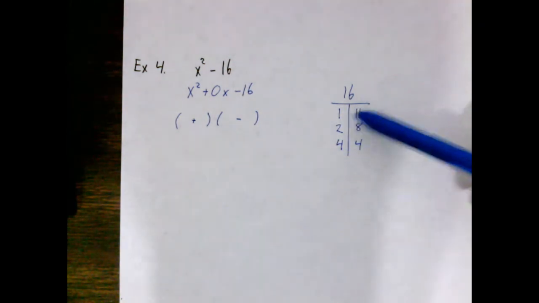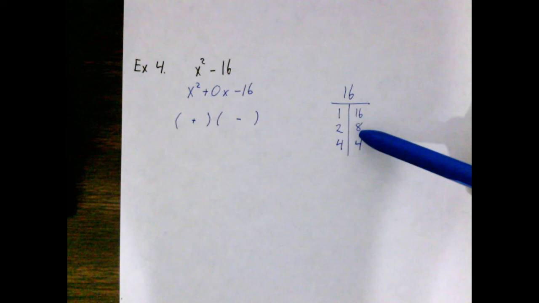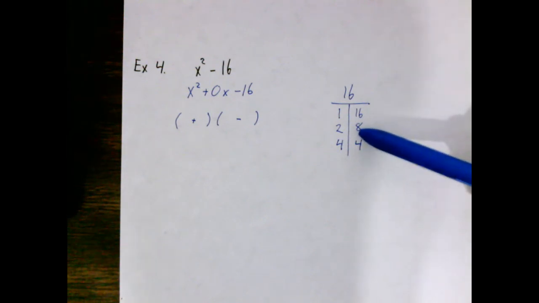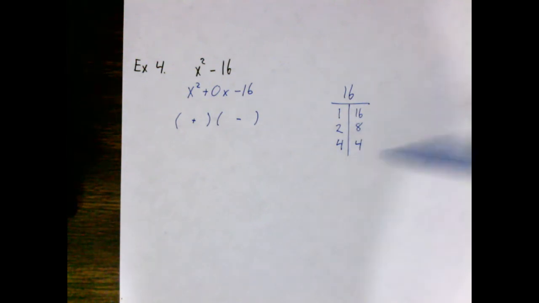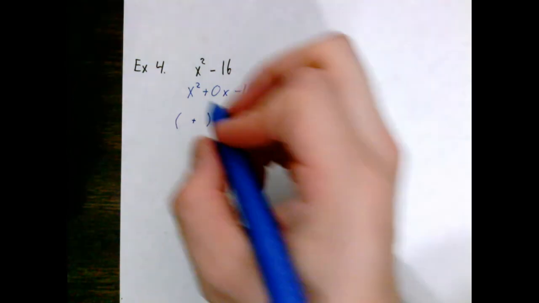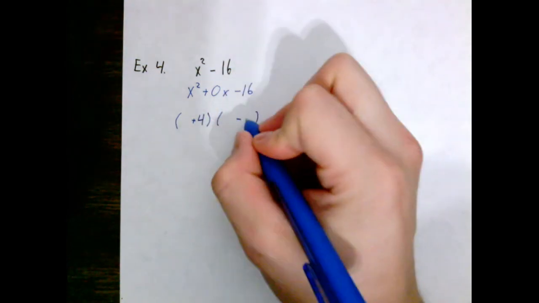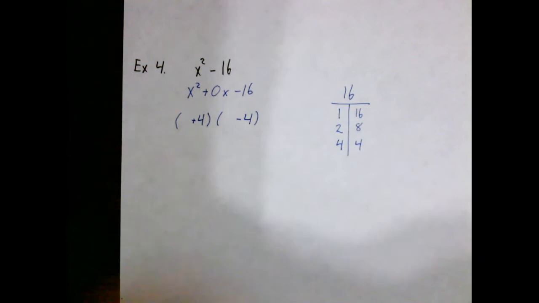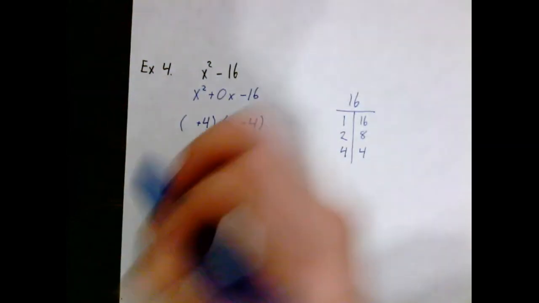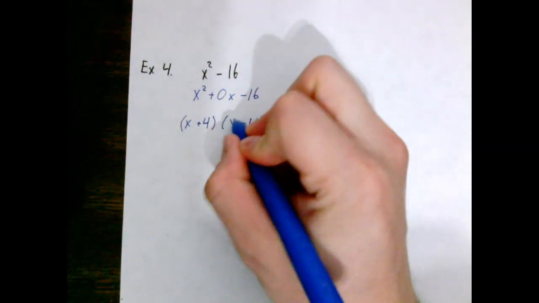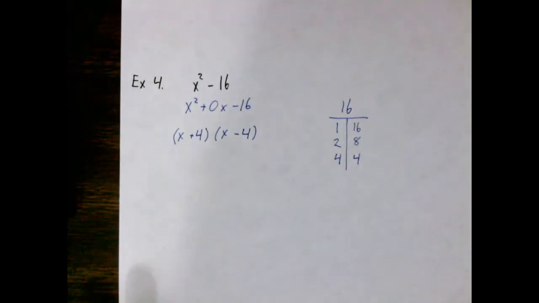So let's see, 1 minus 16, that's negative 15, not even close. 2 minus 8, that's negative 6, no way. 4 minus 4, 0. Incredible, children. We figured it out. They must match. Okay, now x squared, what do we get? X and x.